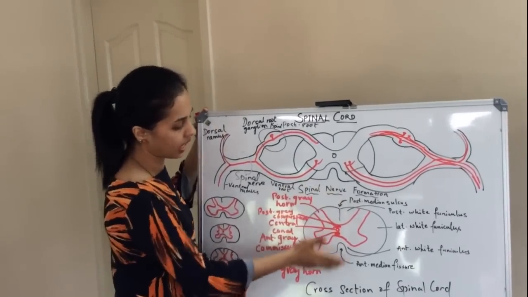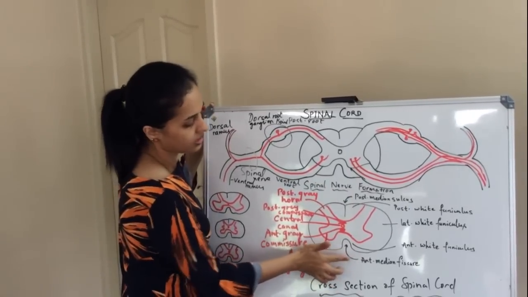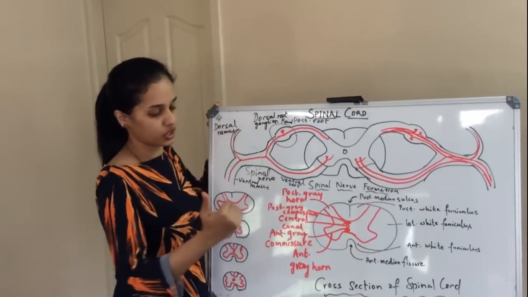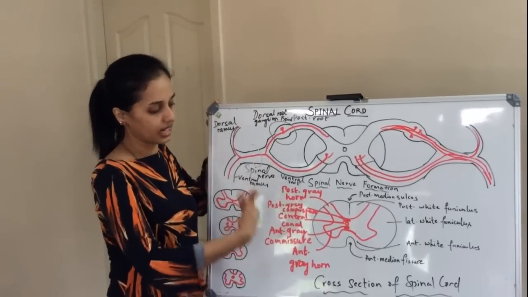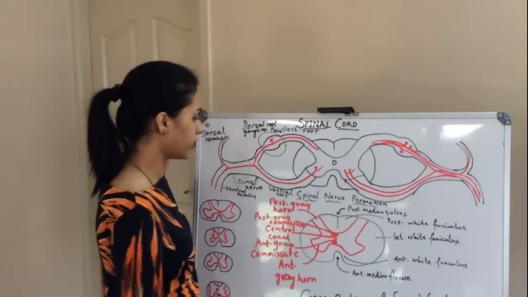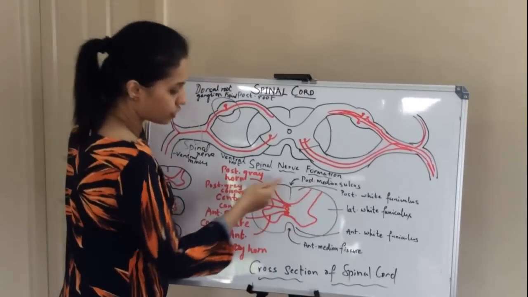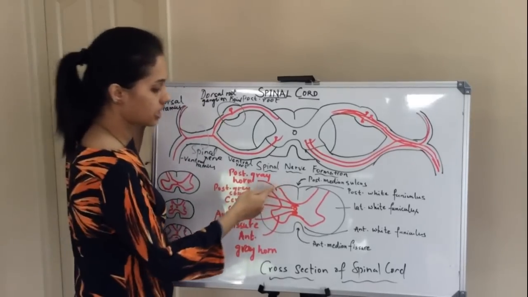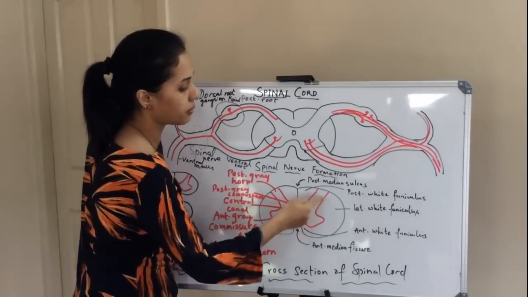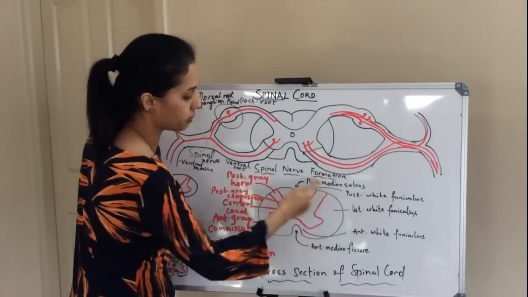So it can be recognized by these two features. Since anteriorly the fissure is deeper, you can identify and tell that this is the anterior aspect of the spinal cord. Then centrally, on a freshly taken section of the spinal cord, you can see the center is the grey matter and the periphery is the white matter.